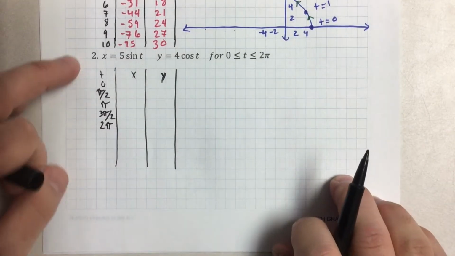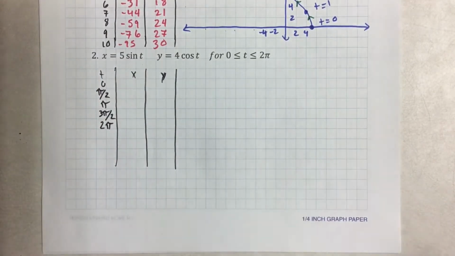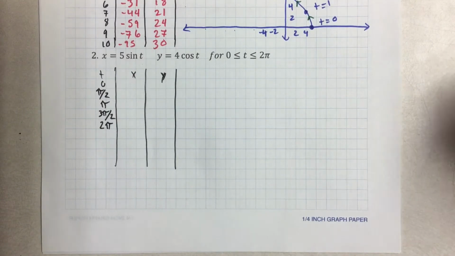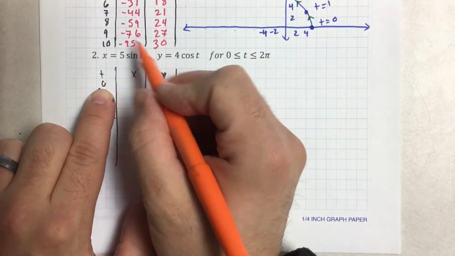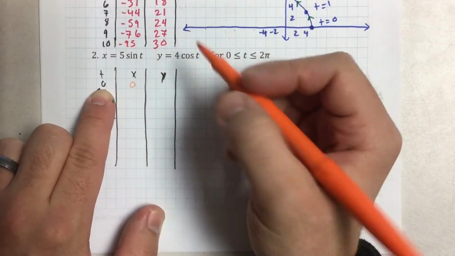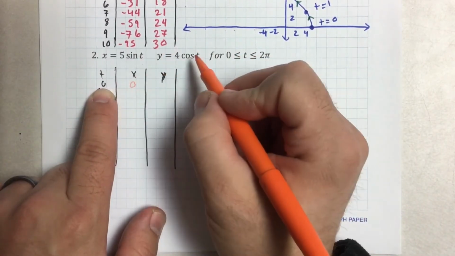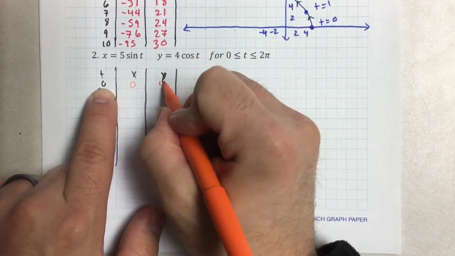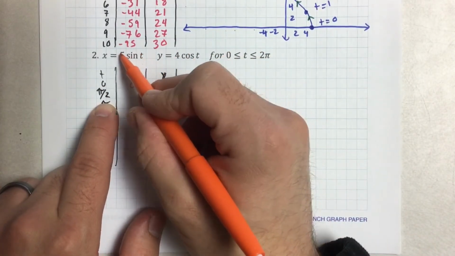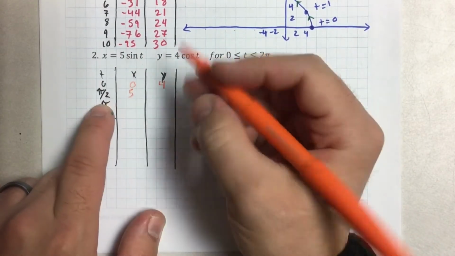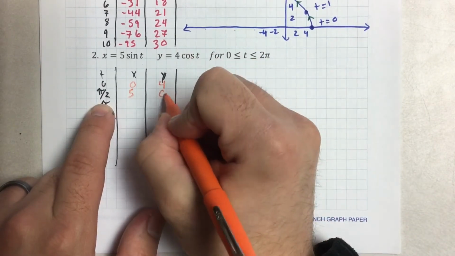Okay, and obviously you could decrease this increment. You can do pi over 4 if you want to. It will give you a better visual. Okay, so I'm placing these values in, and let's see what we get. So 0, sine of 0 is 0, so 0 times 5 is 0. Cosine of 0 is 1, so 4 times 1 is 4. Okay, pi over 2, sine of pi over 2 is 1, so we get 5. And then cosine of pi over 2 is 0.